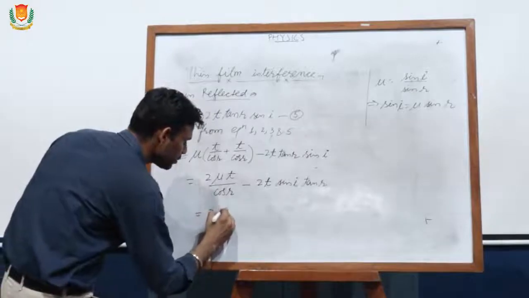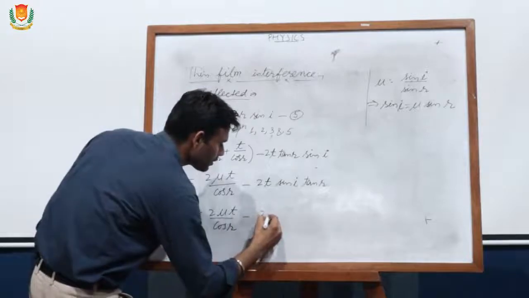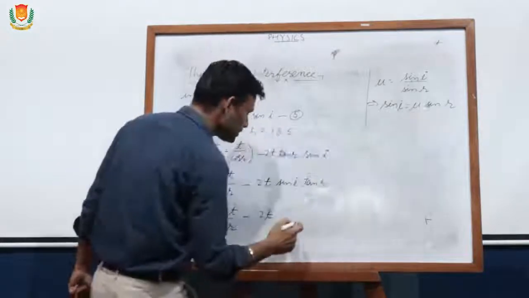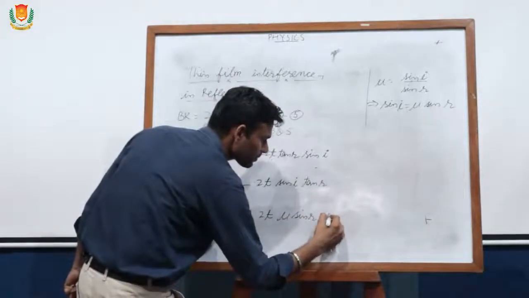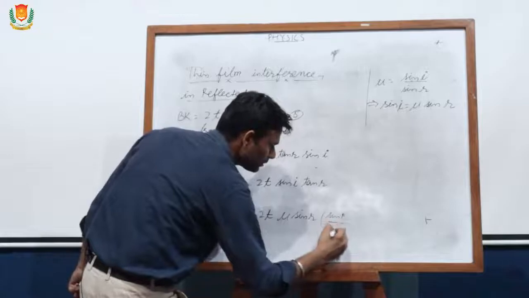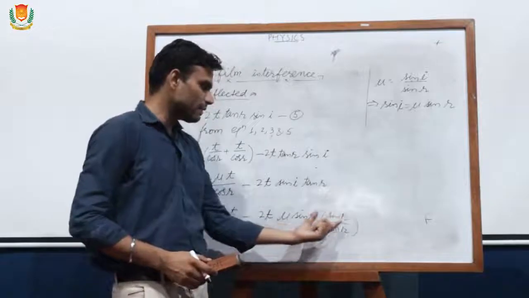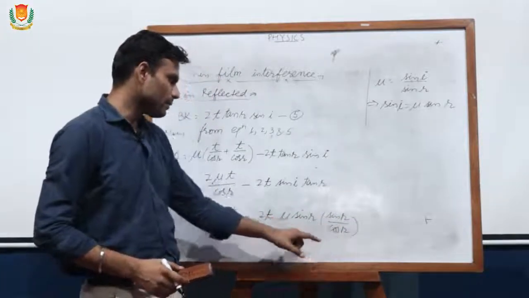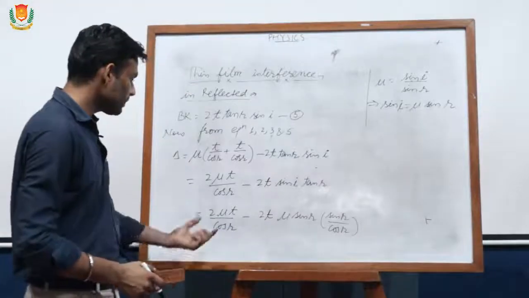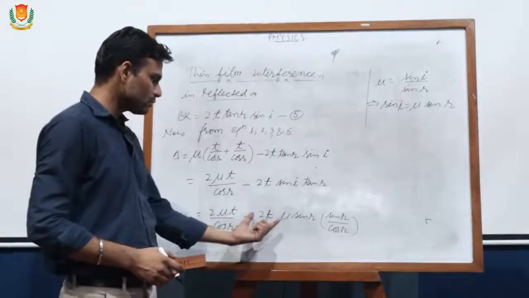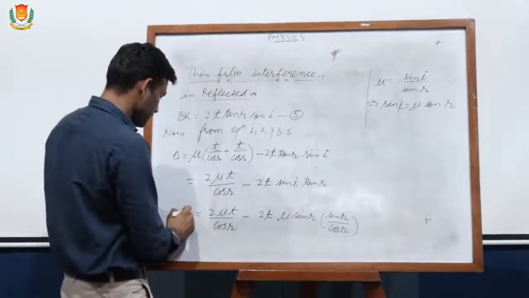It will be 2 mu T upon cos r minus 2T, sin i is mu sin r, mu sin r, tan r is sin r upon cos r. So this sin r into sin r will be sin square r, and this upon cos r is in both the terms, first term and second term. We will take it common. Also 2 mu T is here also and here also, so we will take these two terms common.